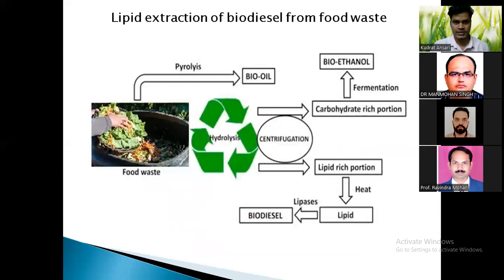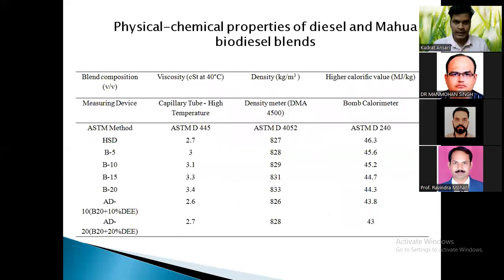Now the lipid extraction of biodiesel from food waste. In India, a huge amount of food waste occurs every day. On average, it is 50 kg of food wasted per person in India. The food waste is converted to bio oil by pyrolysis. Bioethanol is produced after fermentation of the carbohydrate-rich portion. So biodiesel is obtained.